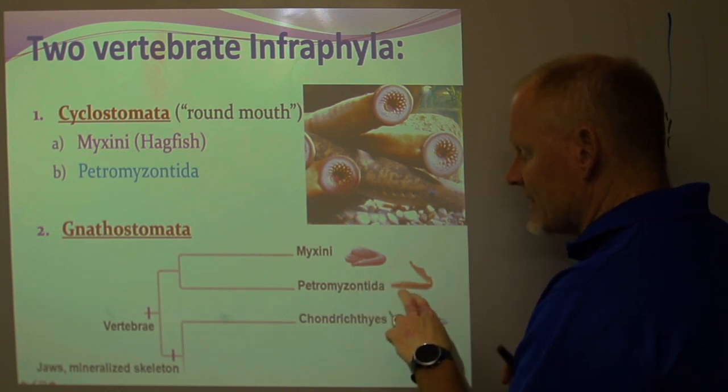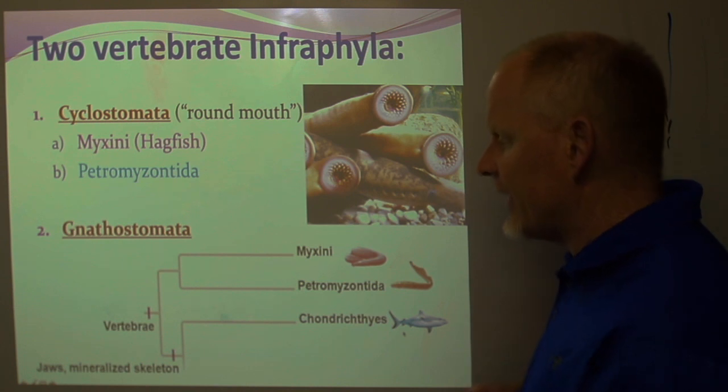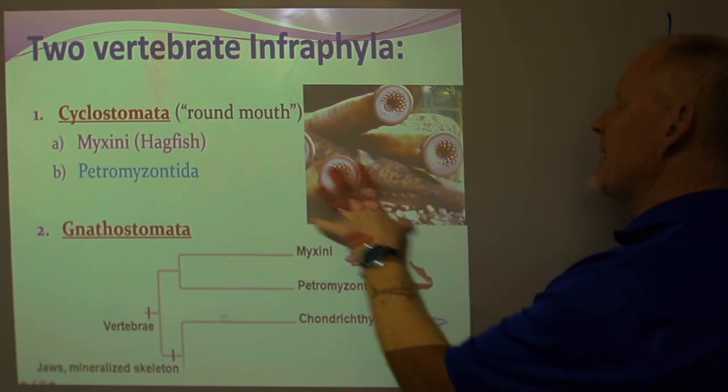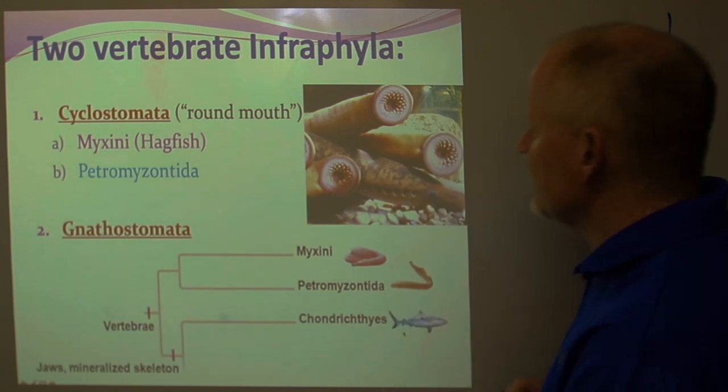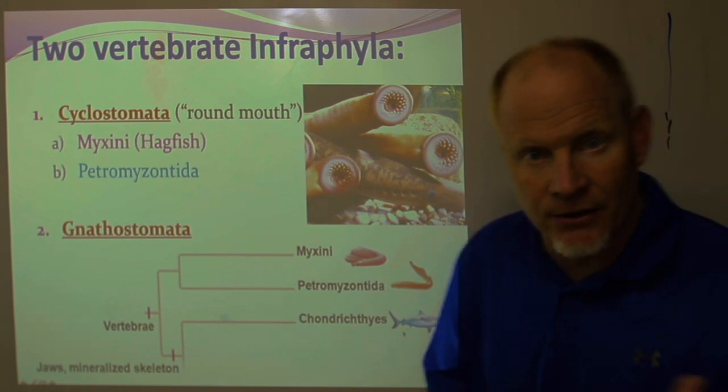Petromyzontida are the lampreys. They have a true vertebral column. And then we got our first jawed group of fish down here, the first gnathostome, if you will, which are chondrichthyans. So up here is a picture of lampreys. And these are attached to an aquarium, and you can see the round mouth that comes from cyclostomata, the name.